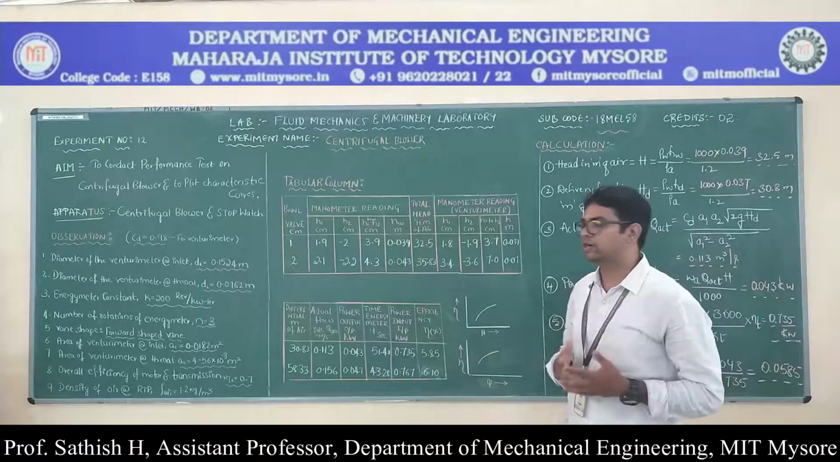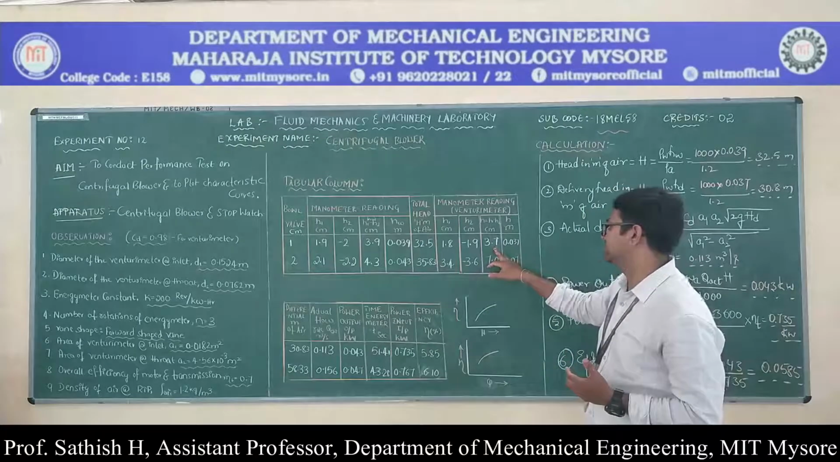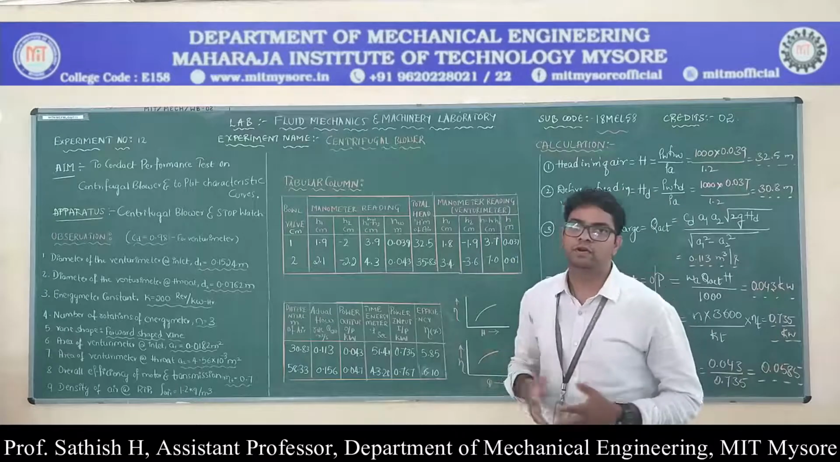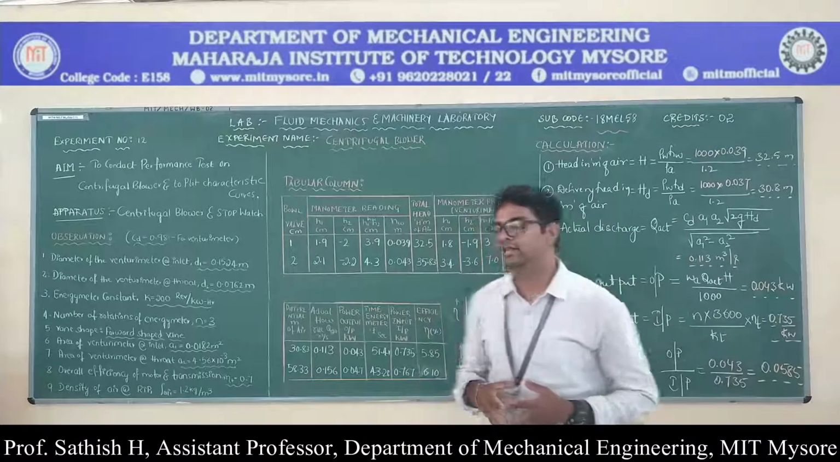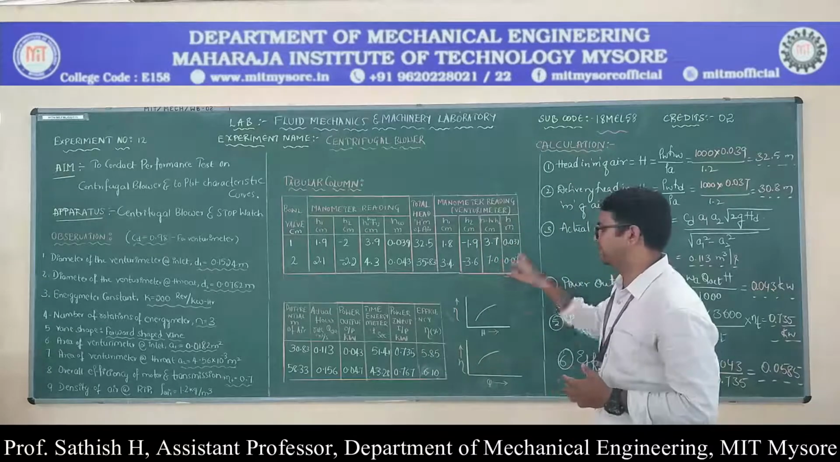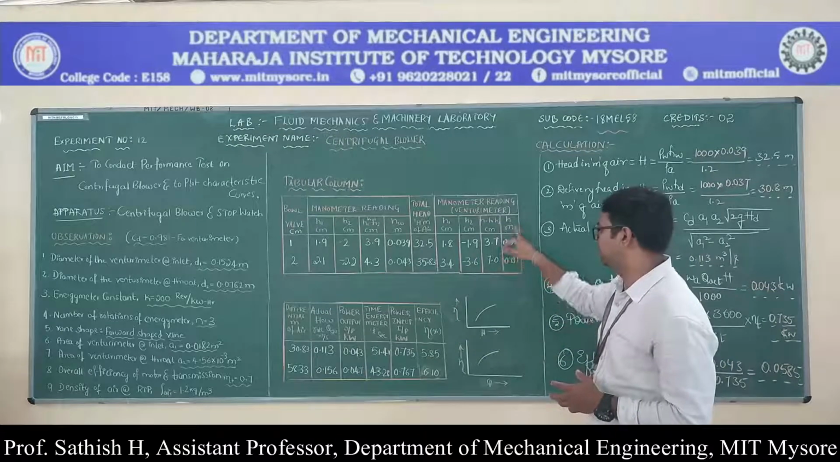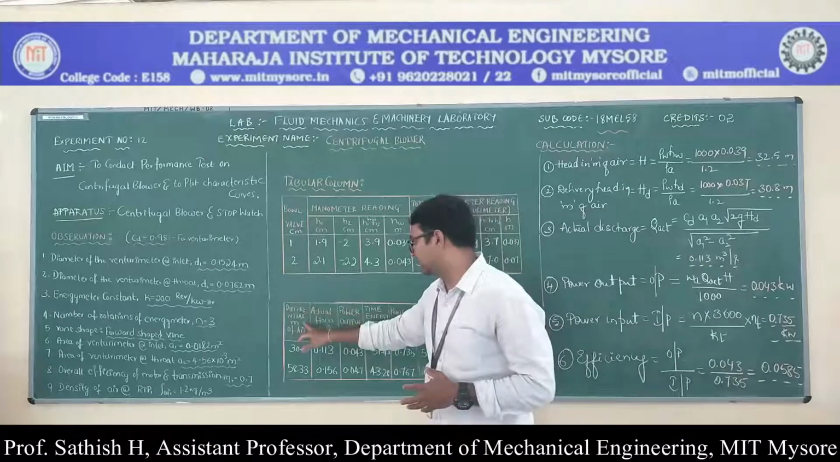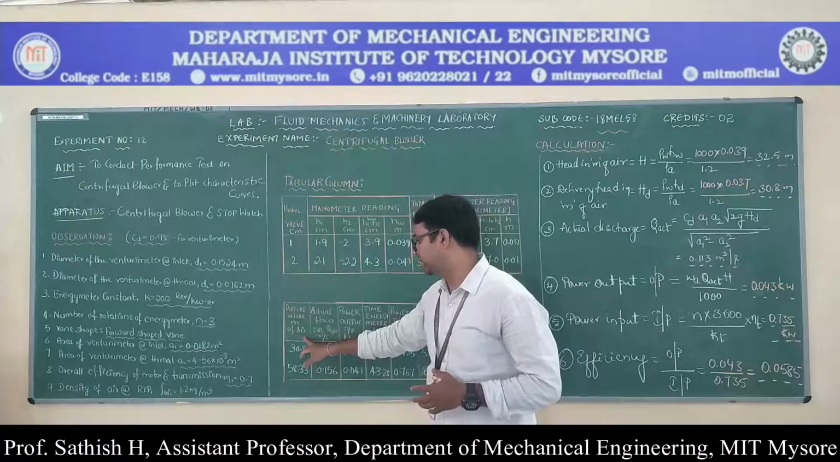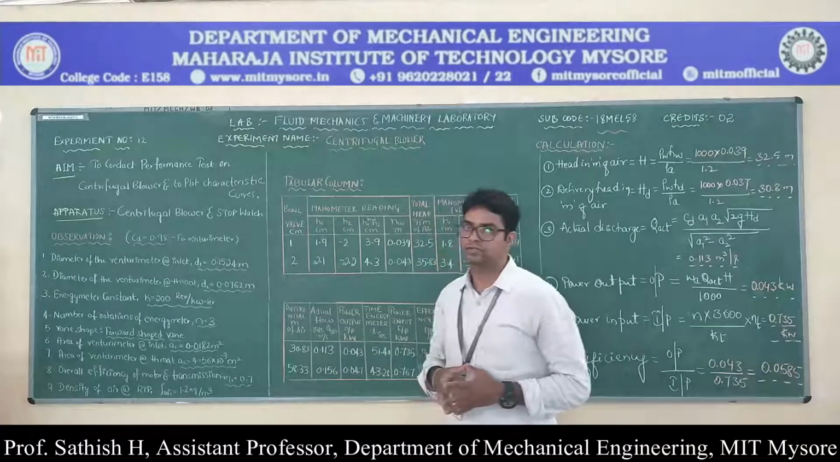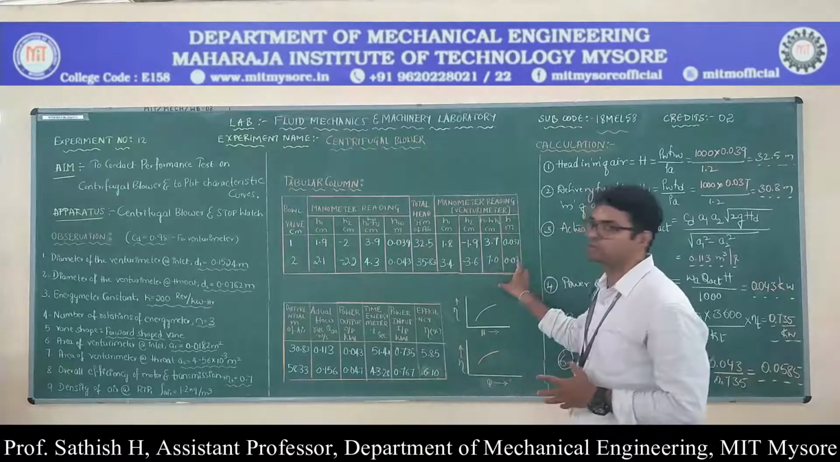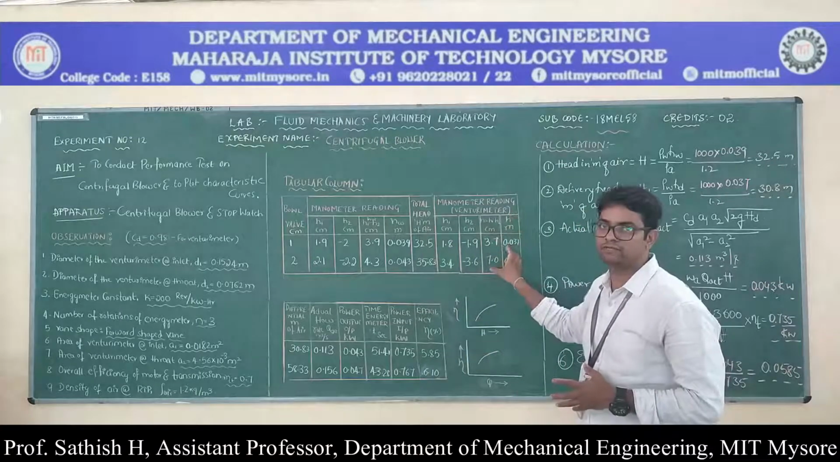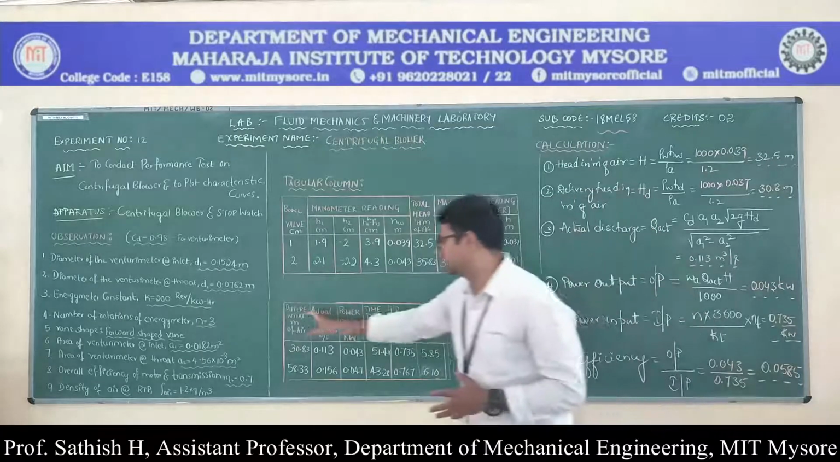Again you have to convert that into meters. This is 3.7 into 10 to the power of minus 2 meters. So you will get 0.037, that is h in terms of meters. Next we have to calculate the differential head H in meters of air. This is in terms of water, H in meters of water, so we have to convert that into air.